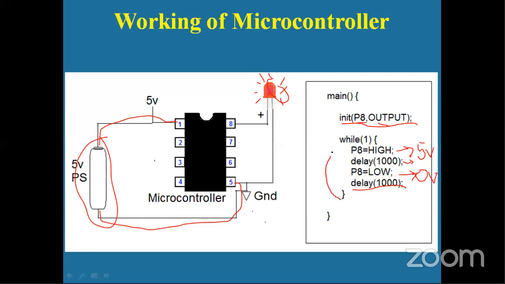And then I again go back to the while loop because it is an infinite loop. Again, I put plus 5 volt on pin number 8, cause a delay of 1 second, and then again make it low, switch off the LED, again wait for 1 second, and then continue doing this.